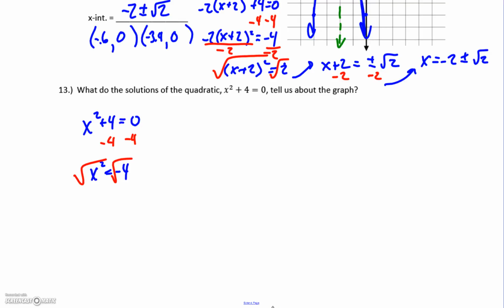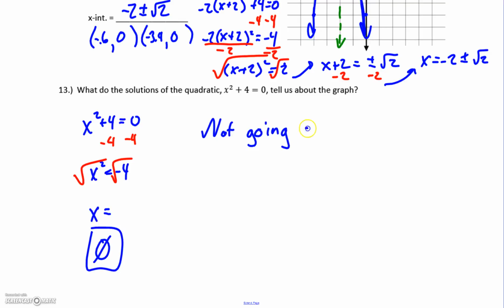When I do that, I'm trying to take the square root of a negative, so I find out that x equals, well, I can't really finish this. I say that x equals no solution because I can't take the square root of a negative. And what that tells me about the graph is that it doesn't have any x-intercepts. In other words, this one is not going to cross the x-axis. It doesn't have any x-intercepts.